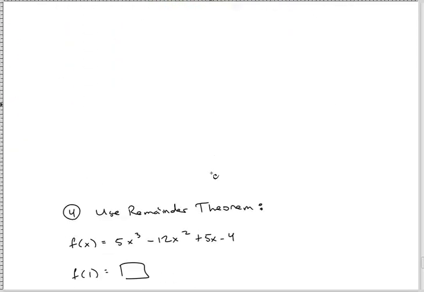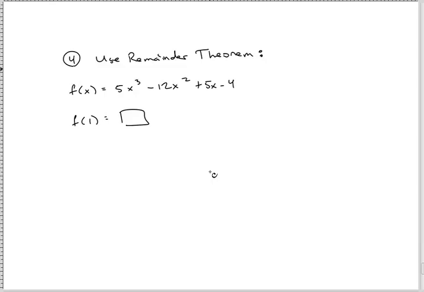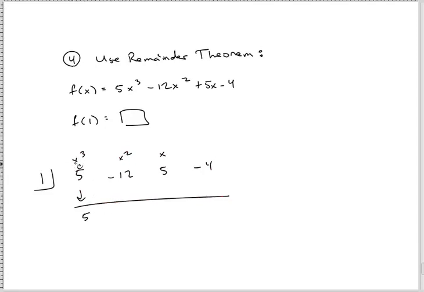So that's synthetic. They want you to use synthetic here again. They say use the remainder theorem, but really they're trying to say synthetic division here. And so we're supposed to use this 1 with synthetic division, and it's going to be 5x cubed minus 12x squared minus 5x and then a negative 4. Again, you do not need to write the x cubed, x squared, x. I'm doing that for my sake, so I remember what I'm doing.